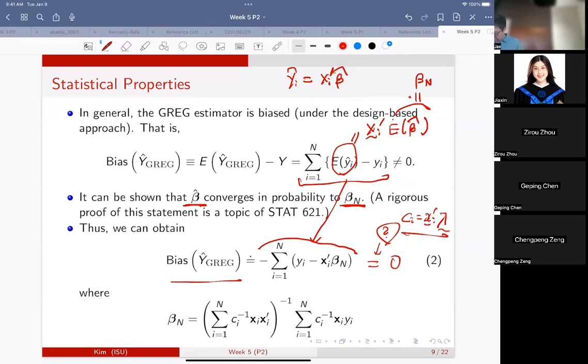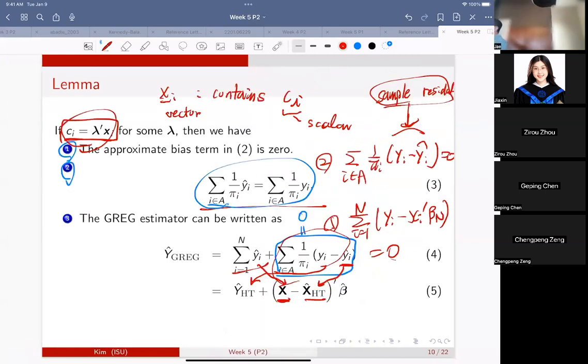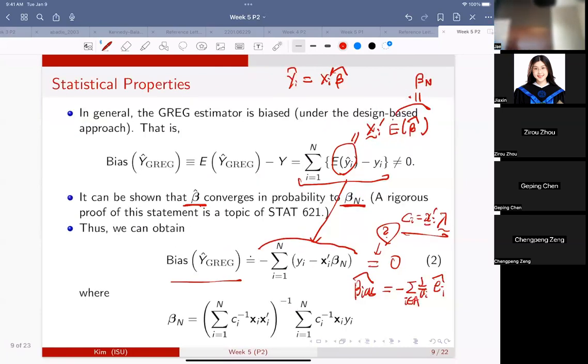Then let's write it this way. Bias hat is minus the sum of 1 over pi i times the residual. Even though the bias is 0, to be rigorous, bias is 0 only when this condition holds: Ci is in the column space of X. If this condition does not hold, we can still estimate the bias from the sample and subtract it from your prediction estimator.